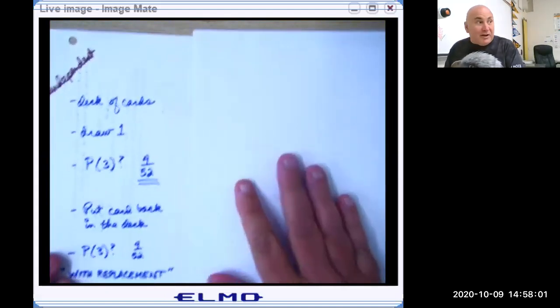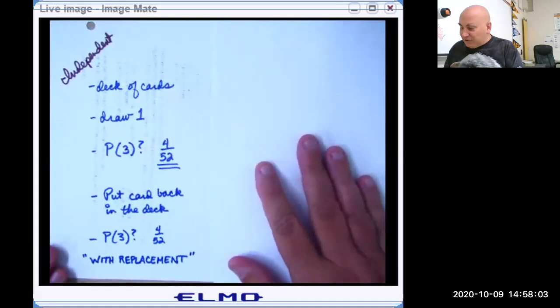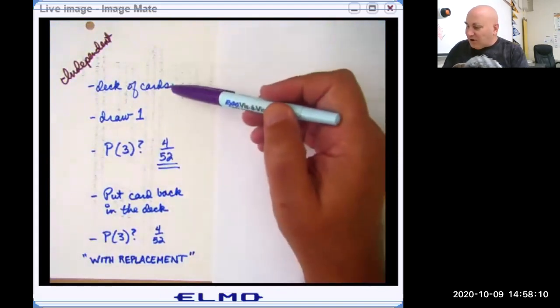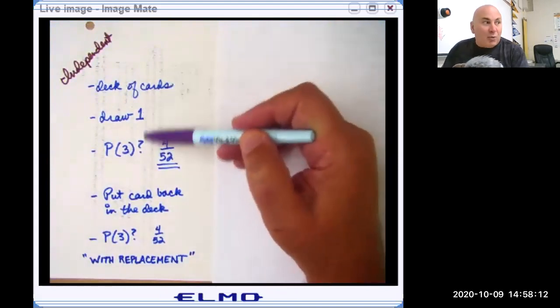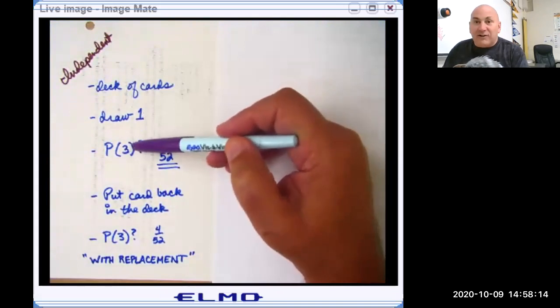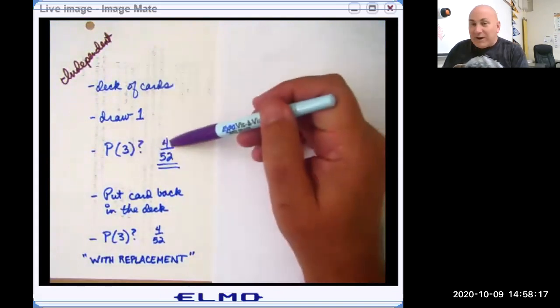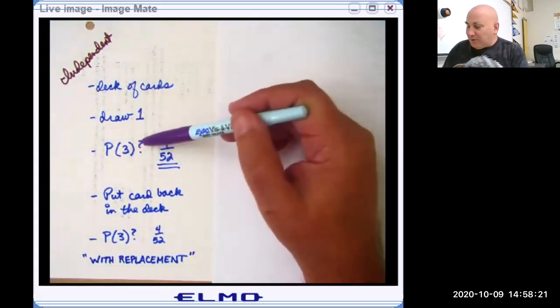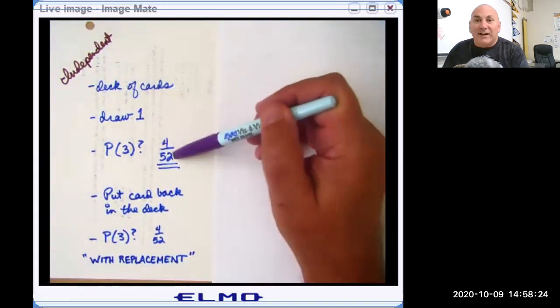So the next part of this lesson requires that you understand a little bit about a deck of cards. Now, I've just talked about a definition of independent where one event does not affect another. So let's take a deck of cards and draw one. What is the probability that that card is a 3? Well, there are 4 ways of getting a 3. There are 52 cards total. So the probability of getting a 3 is 4 out of 52.